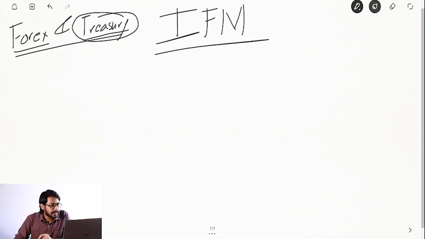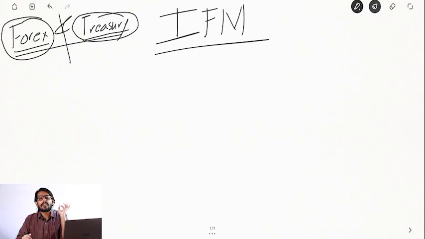So at a professional level, forex and treasury are 50-50. Not just that they are 50-50, it is forex and treasury management. Forex takes precedence. So at a practical level, forex is a very, very important area. Of all the chapters we have discussed so far, perhaps the chapter that will be most relevant to you practically is international finance.